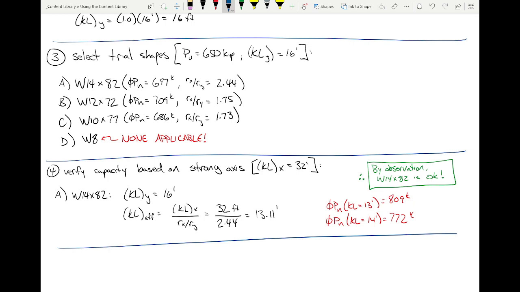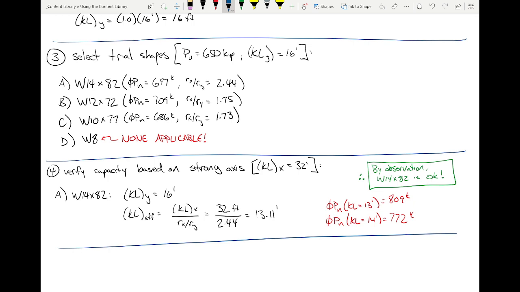I would argue that because KL effective is smaller than KLY, what does that mean? If KLY is bigger than this, what does that mean? Exactly. It means the weak axis buckling governs. What is the axial capacity of the W14 by 82 under these bracing conditions? It's that. It's 697, right? That's the capacity. It's not these. Let's just make up the number. Let's say that I interpolate this and I get, I don't know, 801. I'm just making that up. 801 kips would be the axial capacity for the strong axis. But for the weak axis, it's 697.